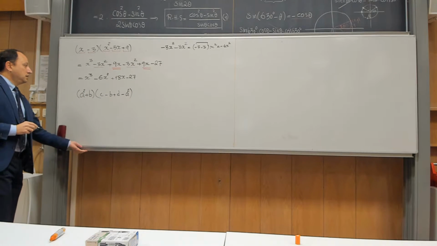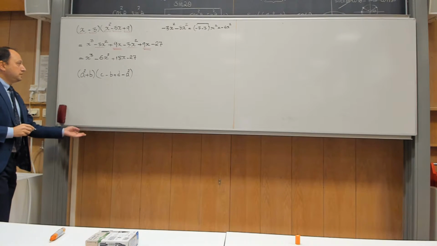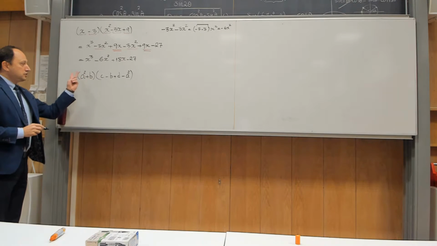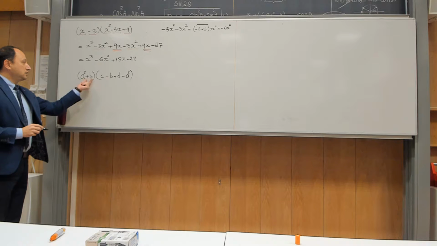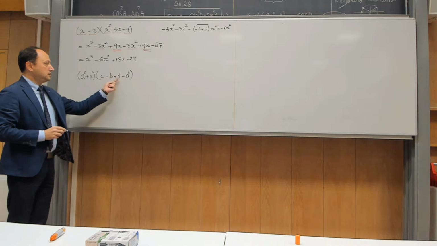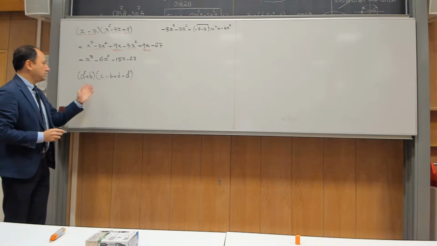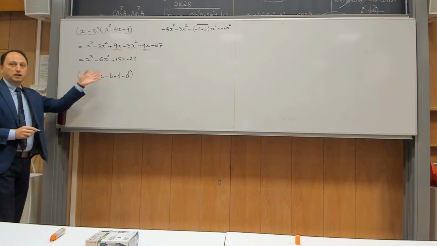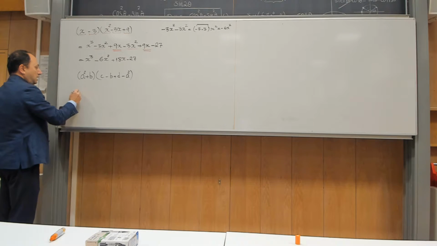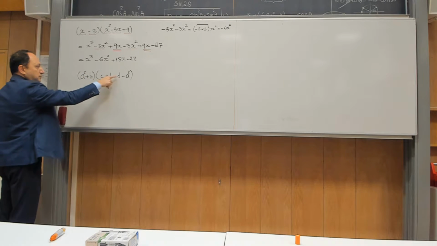Okay, so let me multiply these two pairs of brackets. How many terms are involved here? 2. One of them is a squared, the other one is b. How many terms are involved here? 4: c, minus b, plus d, and minus a squared. I have to take each one of them and multiply it by all of them. So here I take a squared and I multiply it by this one, that one, this one, and that one.